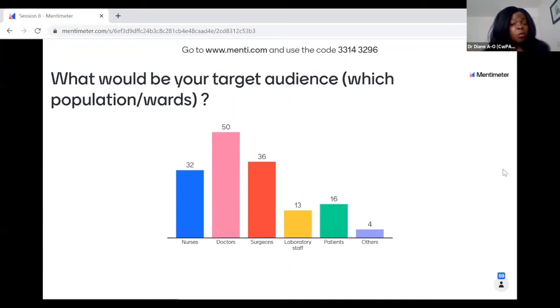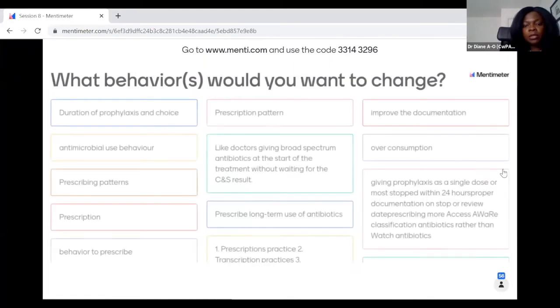There's some people wanted to focus on lab staff. So again, it depends on if your focus was on diagnostics. And you can also focus on patients. Within a hospital, it's sometimes a bit more challenging, but patients can also ask the question, do I still need to be on this antibiotic? Next slide, please. Next one.